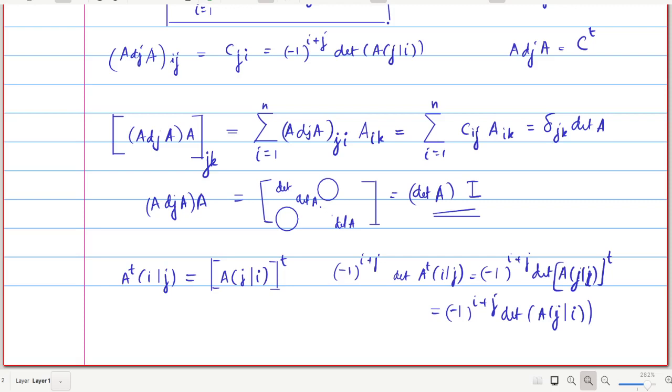Then using this fact, we will prove that A into adjoint A gives determinant A times I_n. That is obtained by replacing this A by A transpose. Since this is true for every A, when you replace A by A transpose, you get adjoint of A transpose into A transpose equal to determinant of A transpose times the identity matrix. But we know that the determinant of A transpose is the same as the determinant of A, so this is determinant of A times the identity matrix.